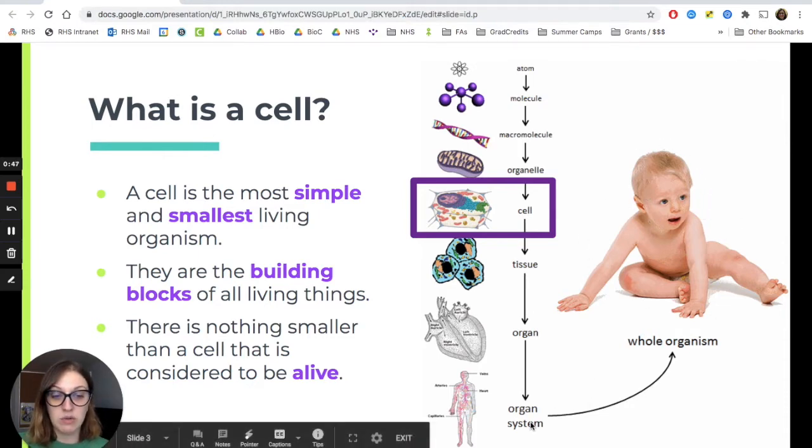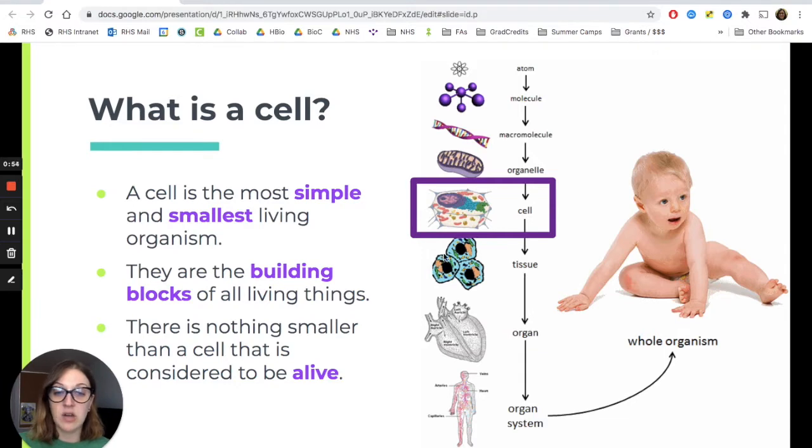Within a whole organism, you have organ systems, for example, your respiratory system, which includes multiple organs. Organs are made up of tissues, and tissues are basically many cells working together. And within that, you have individual cells. Now, we are an example of a multicellular organism, meaning we have many cells that work together to build us. But some organisms that we'll learn about are made of just one single cell. So with that in mind, there is nothing smaller than a cell that is considered to be alive.